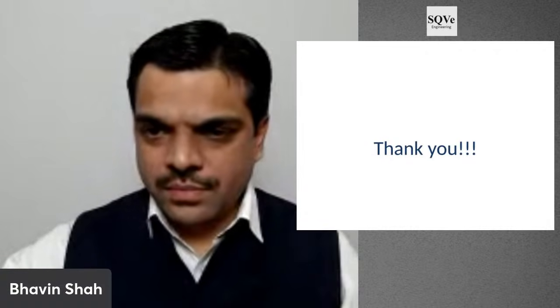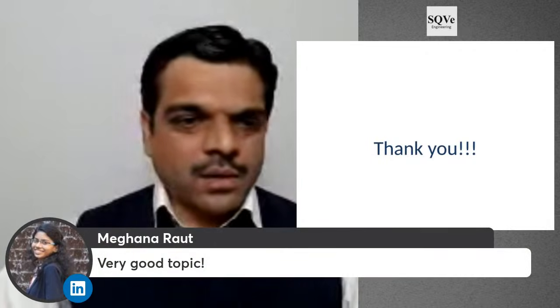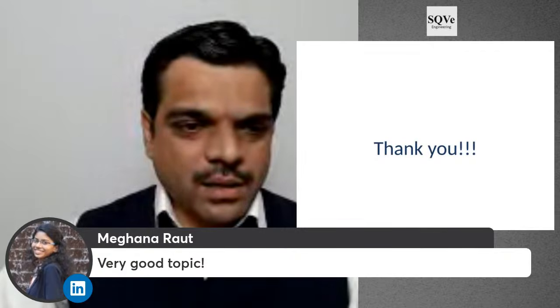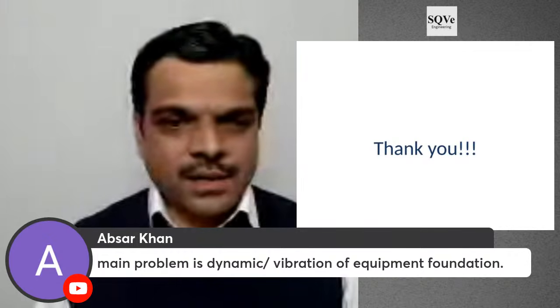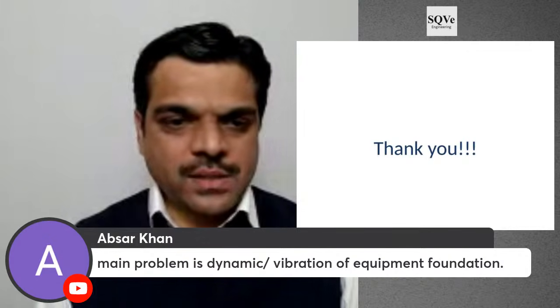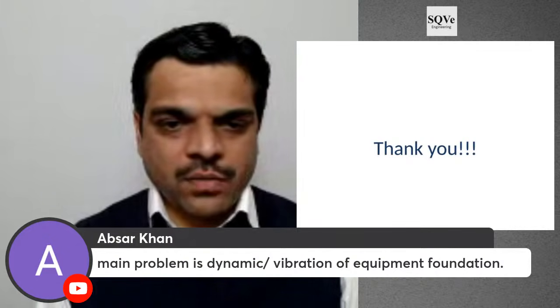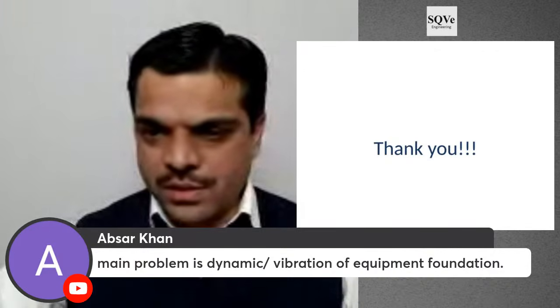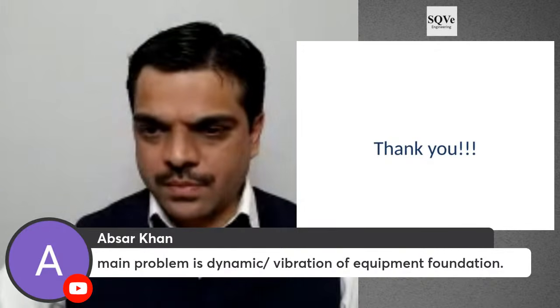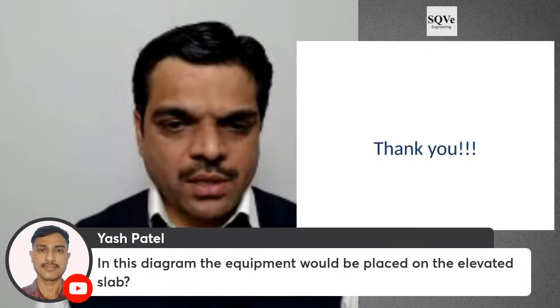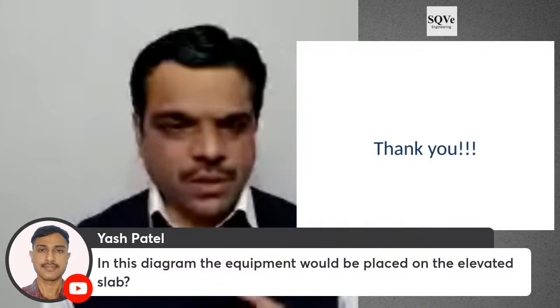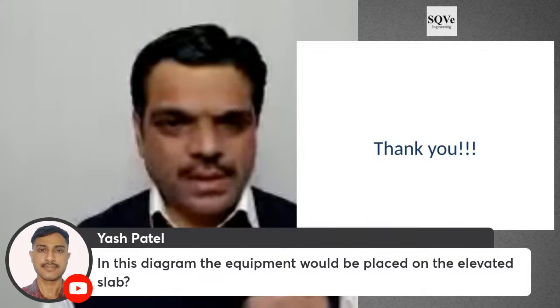Okay, Meghna Raut is telling, very good topic, thank you. Absar Khan is telling, main problem is dynamic vibration of equipment foundation. Yes. Patel is telling, in this diagram the equipment would be placed on the elevated slab. Yes, the equipment will be placed on that elevated slab.